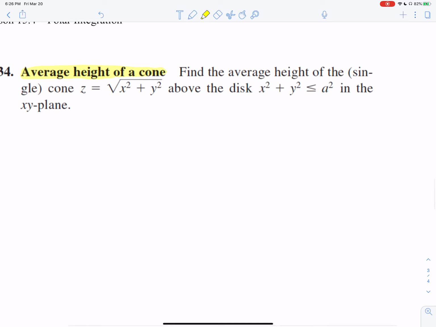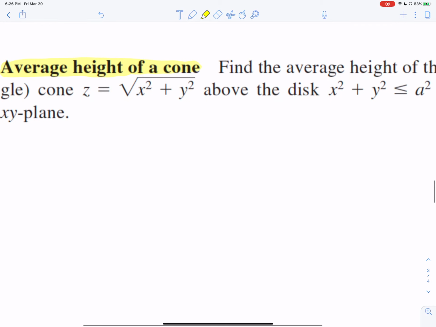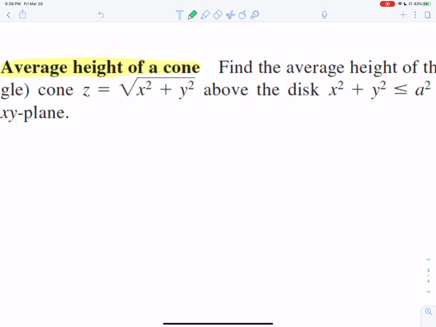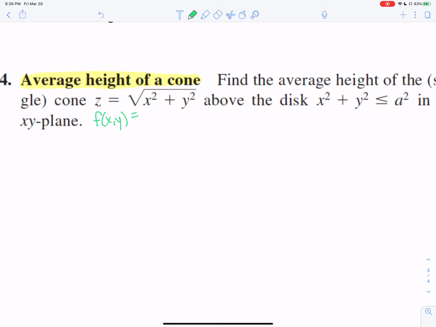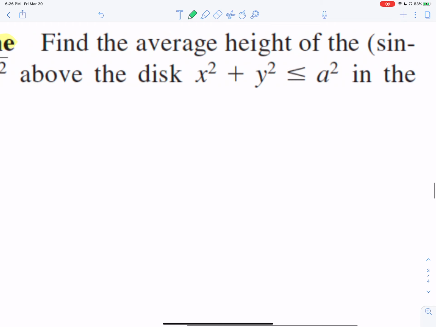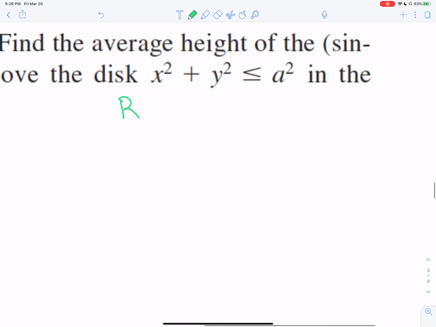So we're finding the average height of this cone, z equals the square root of x squared plus y squared. That is going to be our surface, right? Because z is the same as saying f of x, y equals that. Above the disk, so the disk below it, this is going to be our region R: x squared plus y squared is less than or equal to a squared.